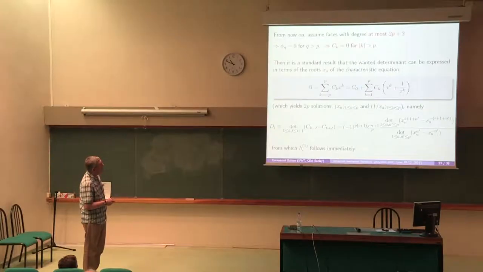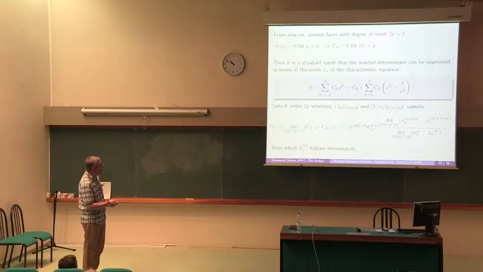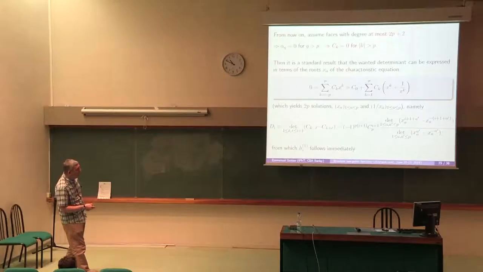So there is a finite number of these cks here. Then it's a standard result that the determinant of this type, for any ck, can be expressed in terms of the roots of the characteristic equation, which is the sum over k of ck x to the k. Here the sum goes from minus p to p, so the degree is at most 2p plus 2, and it's equal also to this term because ck is equal to c minus k, because lk was equal to l minus k. So that's my characteristic equation. It has 2p solutions, which I call xa and 1 over xa. Clearly it's symmetric under x to 1 over x. And then the determinant is equal to this expression, a ratio of two determinants, so it's well known.